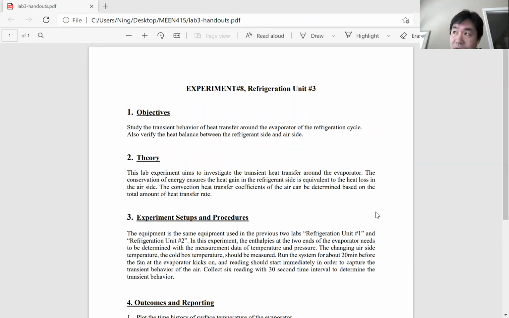On the air side, we lose energy, right? The temperature decreases, so heat loss. On the evaporator side, the refrigerant receives heat from the ambient, right? So that amount of energy change will be the same. The heat loss on the air side will be the heat gain on the refrigerant side.